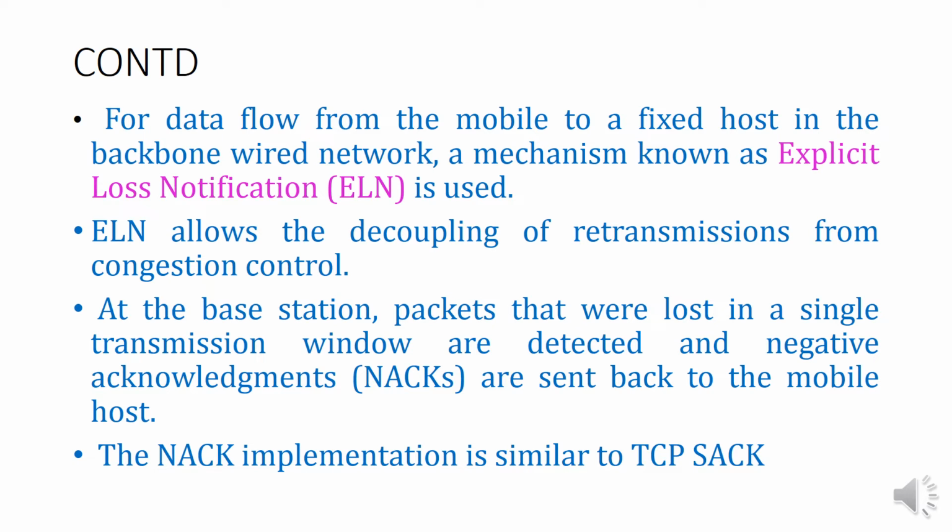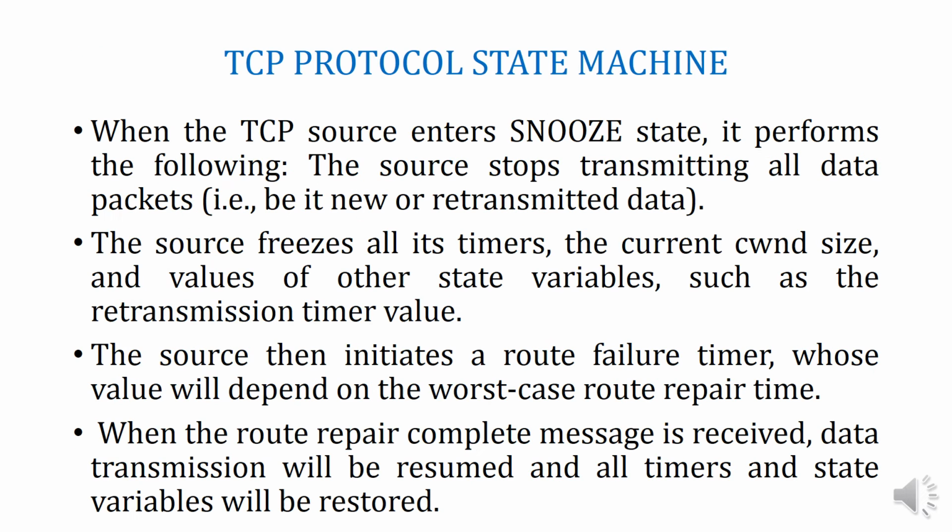So for the data flow from the mobile to a fixed host in the backbone wired network, a mechanism known as ELN, explicit loss notification, allows the decoupling of retransmission from congestion control. At the base station, the packets lost in a single transmission are detected with a negative acknowledgement. The packets not received are sent back to the mobile host. The negative acknowledgement implementation is similar to TCP SACK.